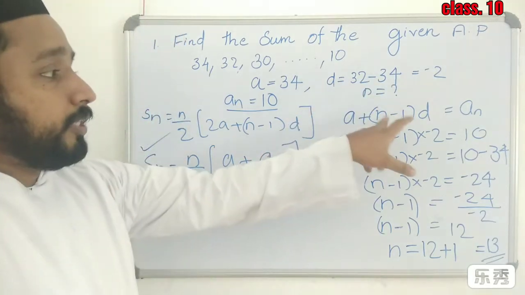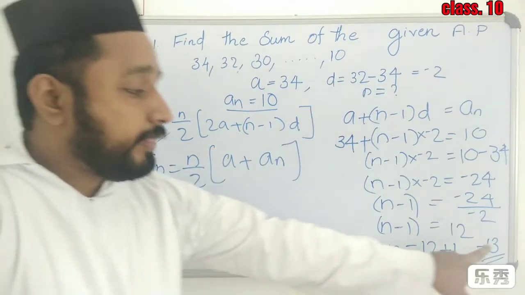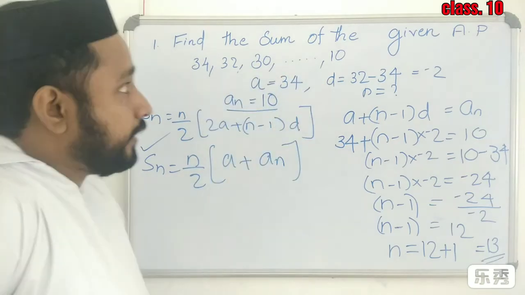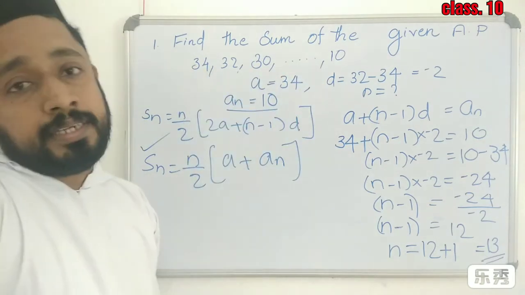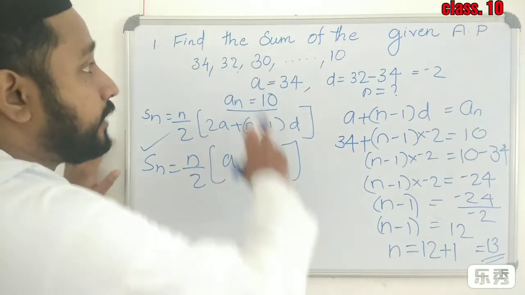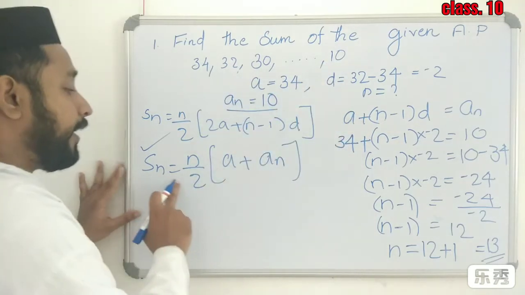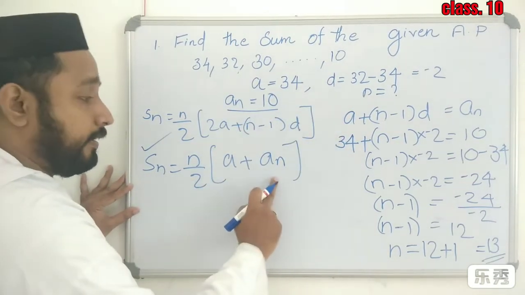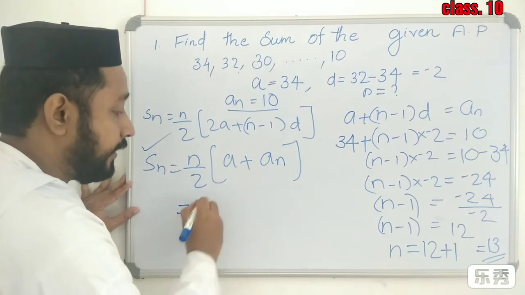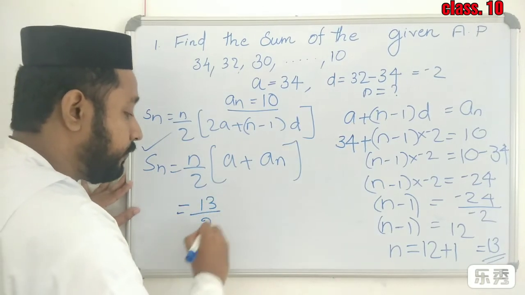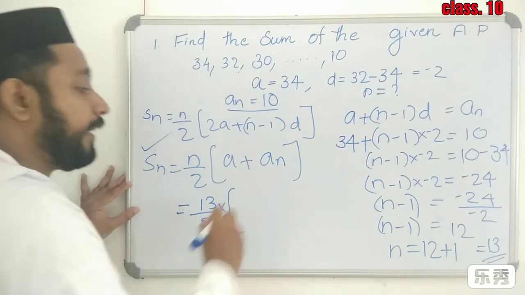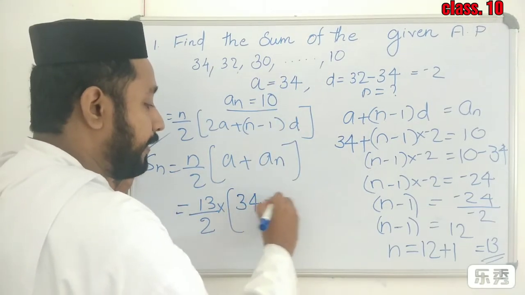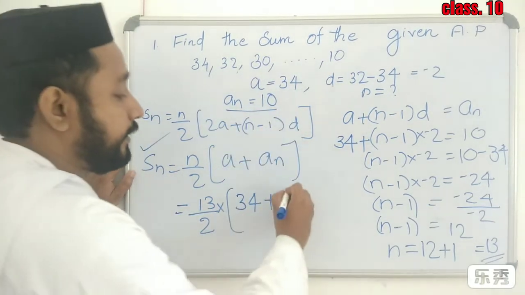So from this equation we got the value of n as 13, which means in this AP there are 13 terms. Now we can find the sum of this AP. We have the formula Sn is equal to n by 2 into a plus l, which means n is 13, so 13 by 2 into a plus l. a is 34 plus l is 10.